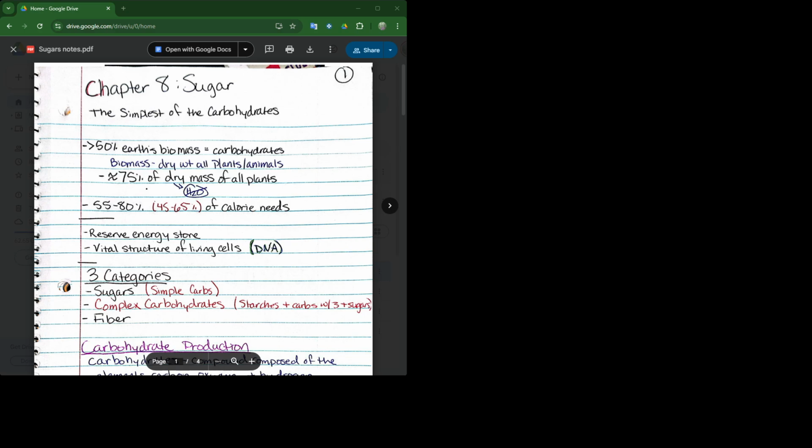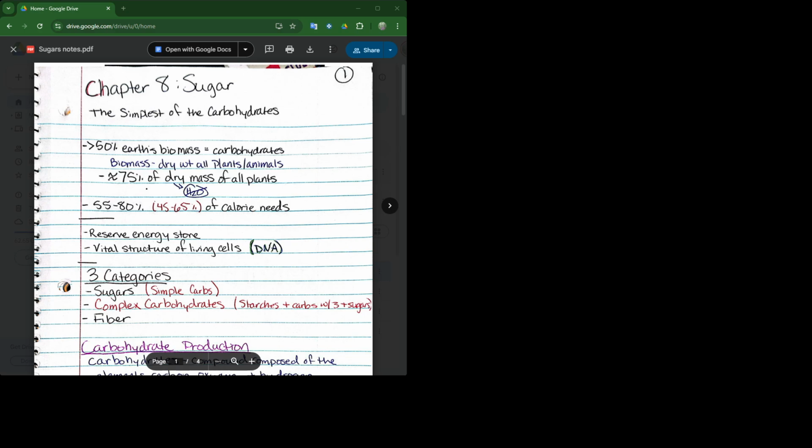So scientists estimate that more than 50% of the Earth's biomass is made of carbohydrate compounds. And it says biomass referred to the dry weight of all plants and animals. About 75% of the dry mass of all land plants and seaweed are carbohydrates in some form. This includes the plants used to make products such as wood, paper, cotton, linen, and rayon.